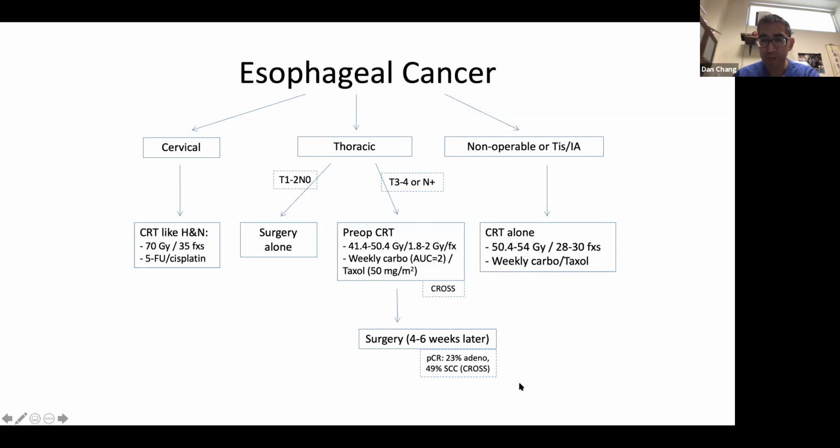Less than a quarter of patients who had adenocarcinoma had a pathologic complete response, whereas nearly 50% of patients with squamous cell carcinomas had a pathologic complete response. So, this may open the door for the possibility of not doing a surgery, but I'd say that's still something that is probably done in the minority of the time.